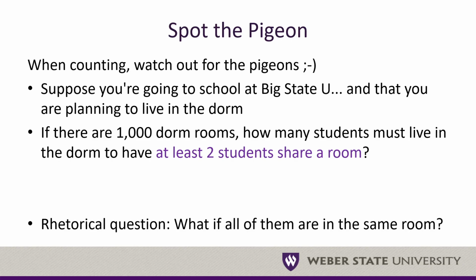What if all of them are in the same room? Then if I have 1,001 students in the same room, I've got at least 1 room with 2 students in it. I don't know if there's a room big enough. I'm sure there is somewhere you could put 1,000 people and they wouldn't necessarily have to be piled right on top of each other. But not in any dorm room I've seen. It's been a while since I've been in a dorm.